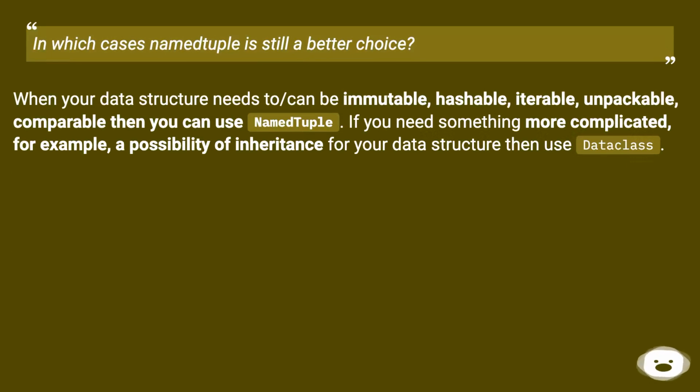In which cases is NamedTuple still a better choice? When your data structure needs to or can be immutable, hashable, iterable, unpackable, comparable, then you can use NamedTuple. If you need something more complicated, for example, a possibility of inheritance for your data structure, then use data class.